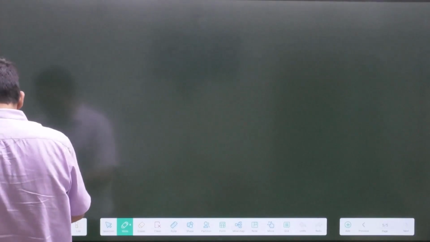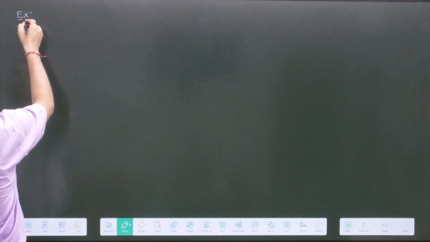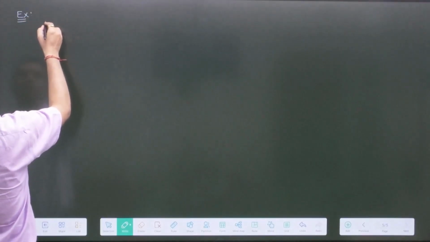Now, if you have a higher order determinant, let's say 4 cross 4, how will you calculate the determinant? Next example is, you have to find this determinant.